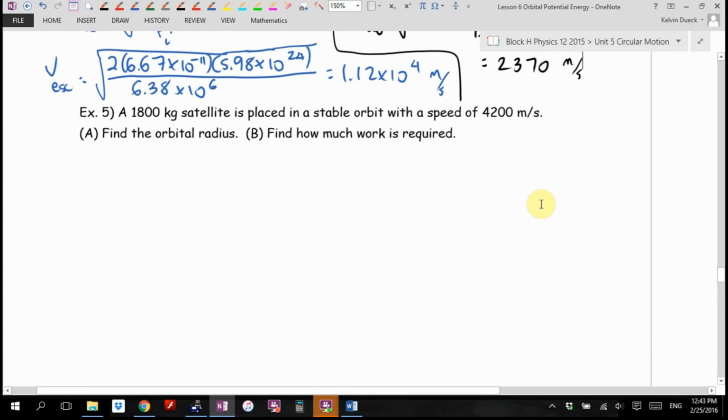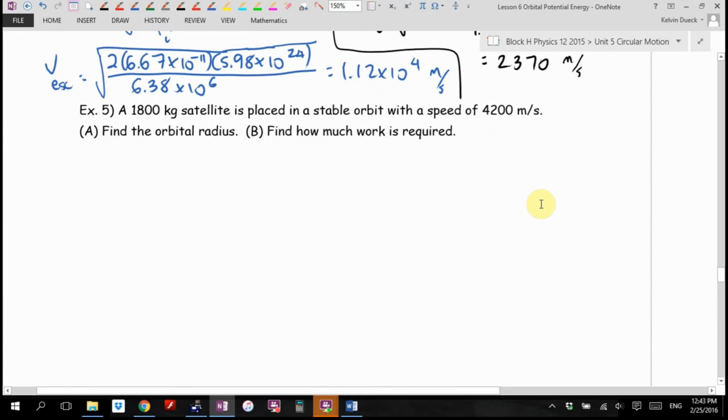Okay. Last one. An 1,800 kilogram satellite is placed in a stable orbit with a speed of 4,200 meters per second. A says, find the orbital radius, and B says, find how much work is required. I would have no problem just asking you how much work is required, and you would say, change the potential. I need r. In other words, I have no problem asking you to clue in that you have to do A first, no matter whether I ask for it or not.